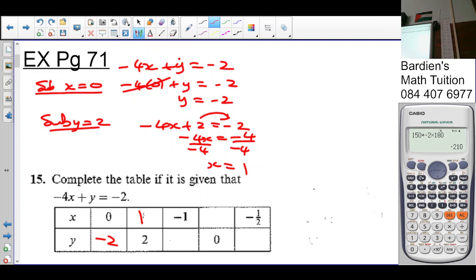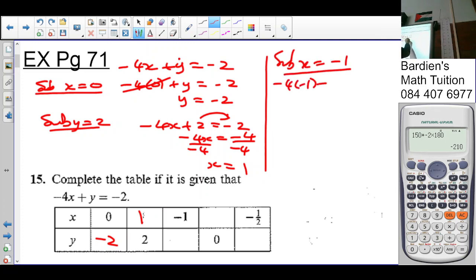Okay, next one. You substitute x equal to minus 1. Negative 4 times negative 1 plus y equals negative 2. That's going to give us positive 4. Take it over, becomes negative 4. y is negative 6.